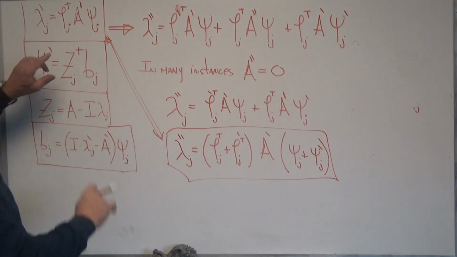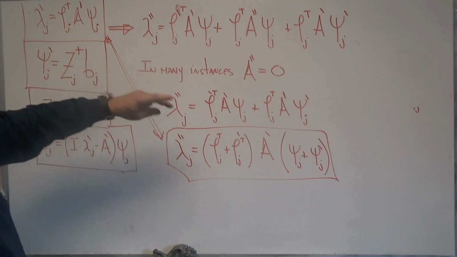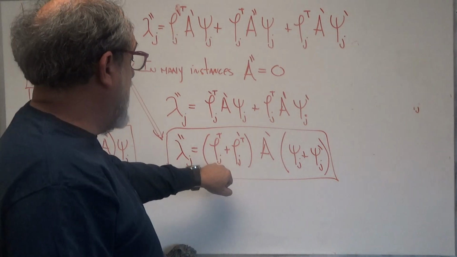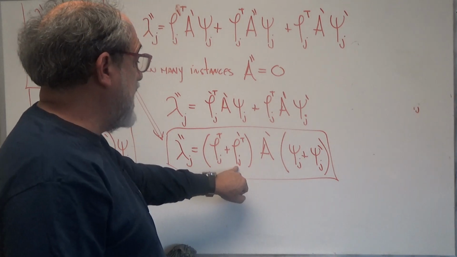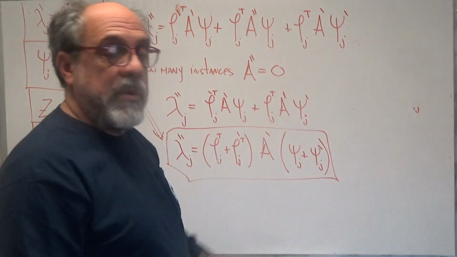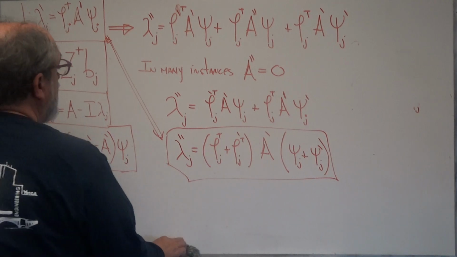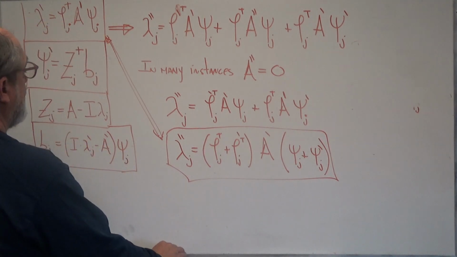If we compare these two, we can see that the first derivative is the left side transpose A prime, the right side. The second derivative is the left side transpose plus the derivative of the left side transpose, times A prime, times the right side plus the derivative of the right side. Okay? Now, you might wonder, why would I want to know the second derivative of the eigenvalue, for example?